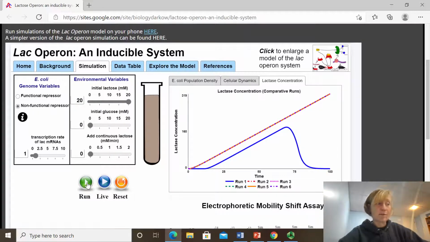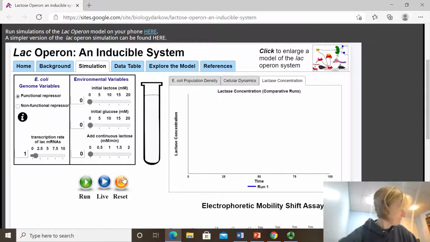Now we move on to part 3, repressors and DNA. We're going to use, it says, the same simulation as in part 2. So I'm going to reset this because it's getting messy. Click Reset and click on Cellular Dynamics.